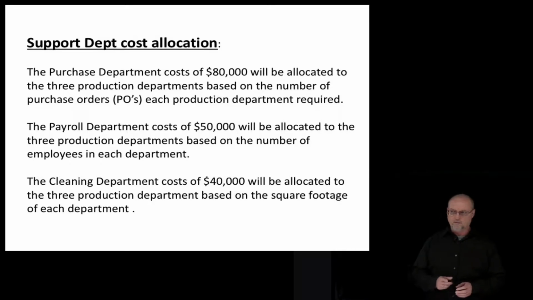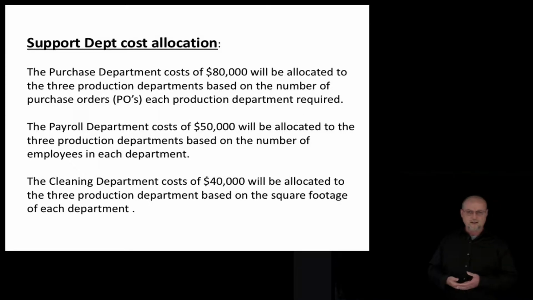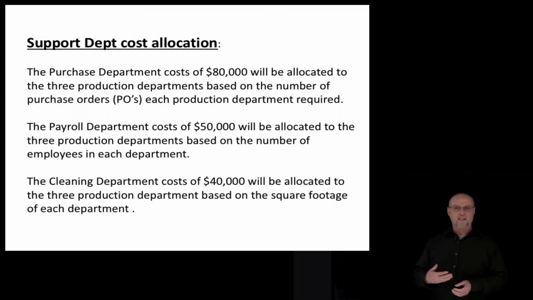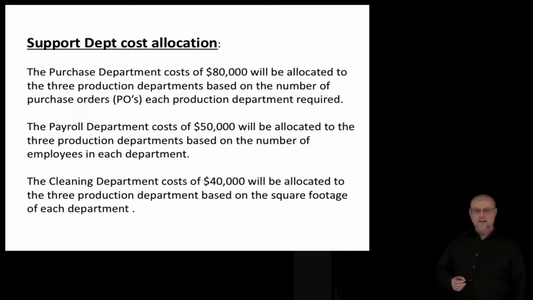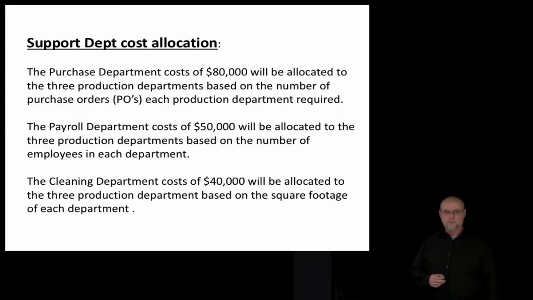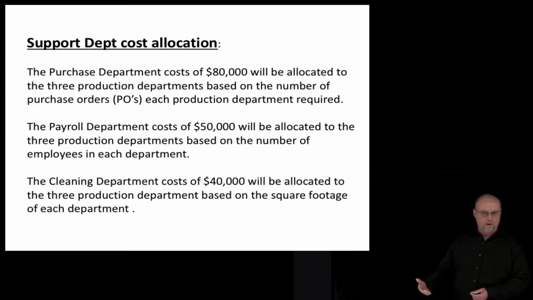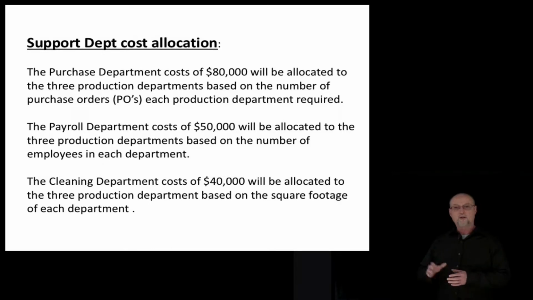The purchasing department cost of $80,000, that's the cost of a couple of employees' wages, the computers they work on, the fact that they use utilities like electricity and lighting and air conditioning, and they use office supplies. So the costs that they incur to be able to place purchase orders on a large scale, that's the purchasing department cost of $80,000. We're going to allocate those to the production departments based on the number of purchase orders that each production department generates. The more purchase orders, the more work the purchasing department is doing, the more costs they're generating. And so those production departments that generate more purchase orders should be charged more of that $80,000.